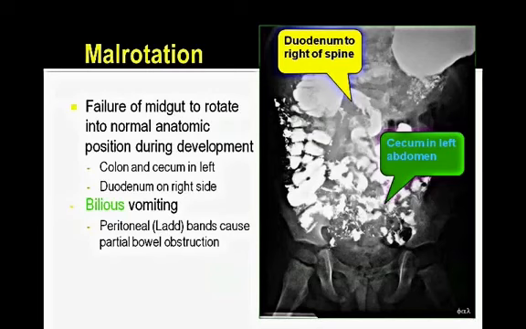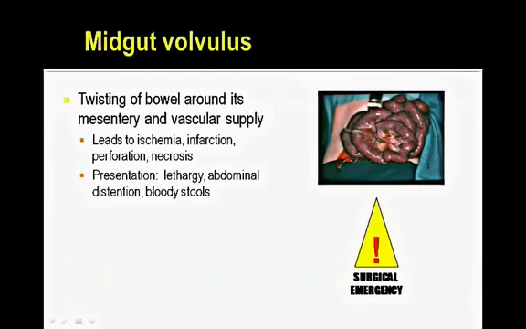What happens is that there's peritoneal bands which cause partial bowel obstruction. And so patients are at high risk for any kind of necrosis. So what happens in here is that twisting of the bowel around its mesentery and vascular supply can lead to ischemia, infarction, perforation, and necrosis.